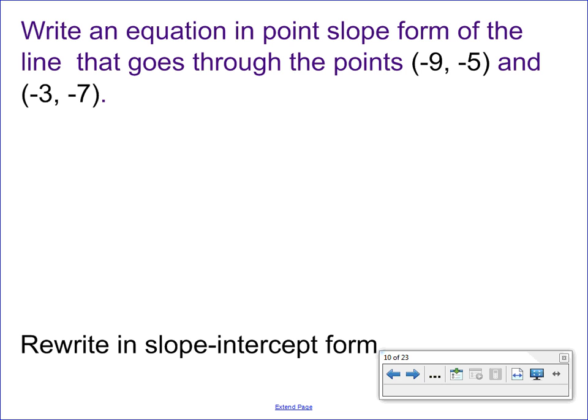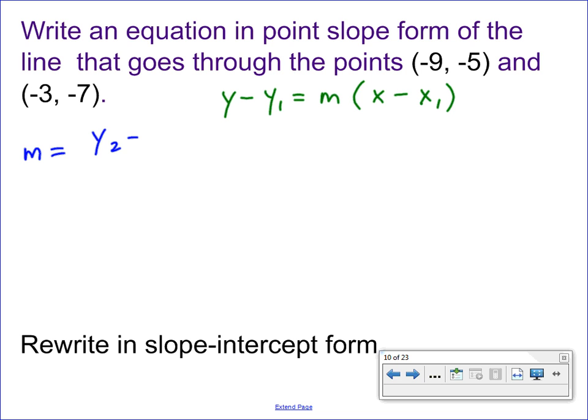Katie, y minus y sub 1 equals m parentheses x minus x sub 1. Excellent, thank you. And so, in order to rewrite our equation, we're going to need to figure out what m is. How do we figure out what m is? Taylor? y sub 2 minus y sub 1 over x sub 2 minus x sub 1. Excellent. So we'll still go and figure out what m is.